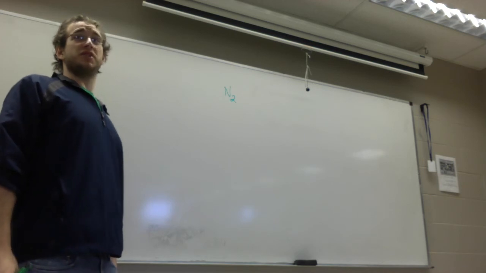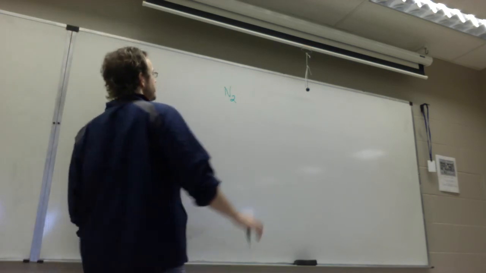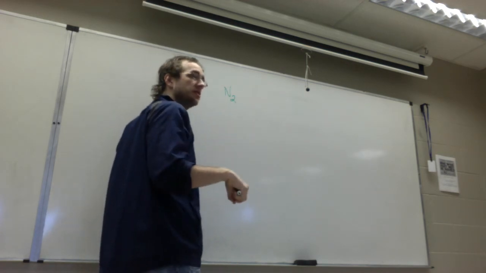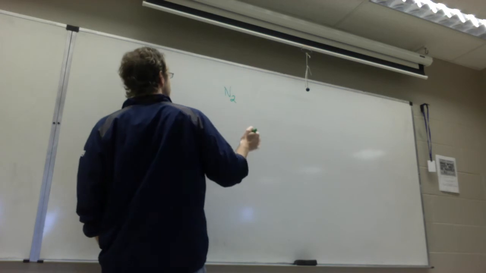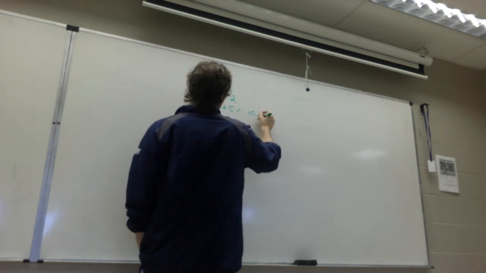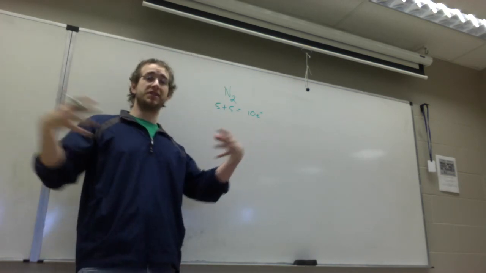When you're drawing Lewis structures, what's your first step? Get your total number of valence electrons. We've got two nitrogens. Each nitrogen has how many valence electrons? Five. They're in the fifth column, so we've got 5 plus 5. We have a total of 10 electrons. First step, count up your electrons. They're our glue that we're going to use to stick it together.